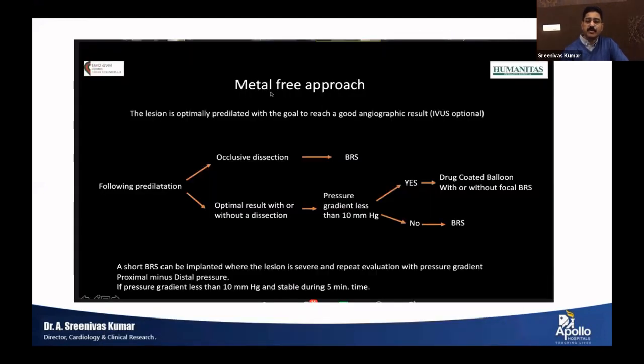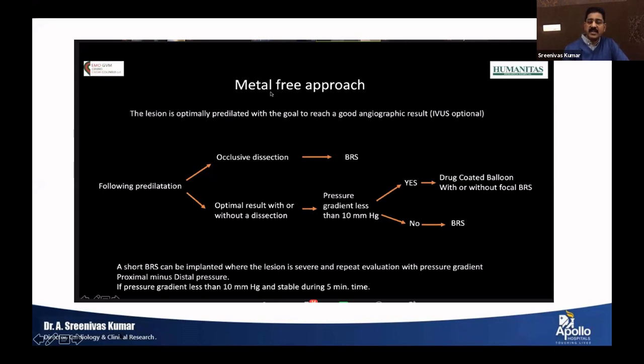If you see this, this was proposed by Antonio Colombo, the great man again. Rather than making long metal tubes, if you do proper predilatation and that immediately leads to occlusive dissection, probably you could use one focal stent or a BVS. If it is an optimal result without a major dissection, then probably you could assess the gradient and do spot stenting or use a drug-coated balloon distally with a diffuse disease. Whereas if the gradient is high, when you definitely need a stent, probably you can do a BVS or a short metallic stent. So rather than making the entire artery a tube, some of these distal diffuse diseases could be tackled by drug-eluting balloons also, but we need to have more data with them.